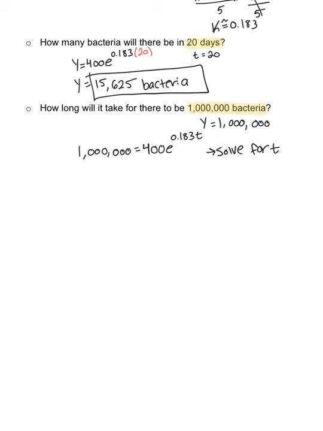So from this point, we're going to solve for t. In order to do that, I'm going to divide both sides by 400 first. And that's going to give me 2,500 equals e raised to the 0.183t. So similar to when we did the solving for k in the first portion of the question, I need to solve for t. I need to get it out of the exponent and bring it down to the same level as the 2,500 and the equal sign. So I'm going to take the natural log on both sides.